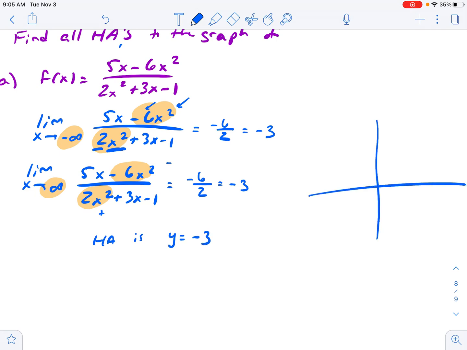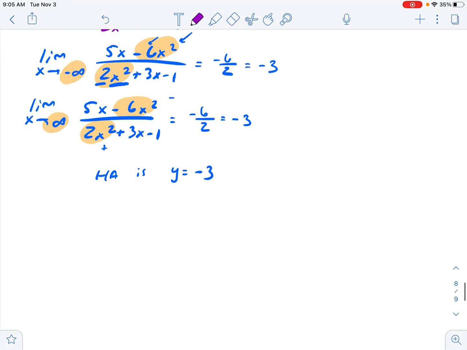equals negative 3. So if we graph this thing down here at negative 3, that's where we would expect this thing to be kind of riding along that line. But again, rational functions, you're going to have one horizontal asymptote.